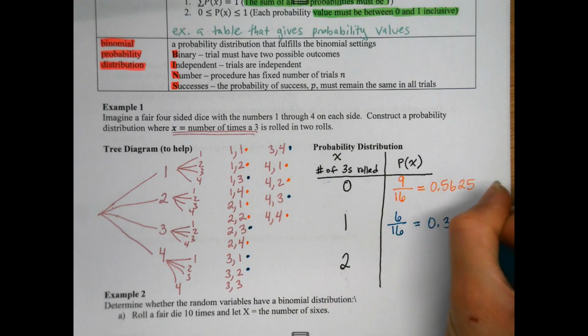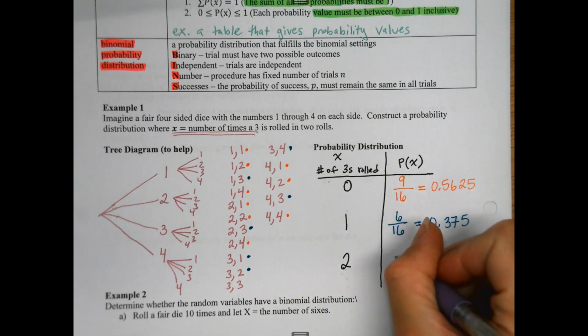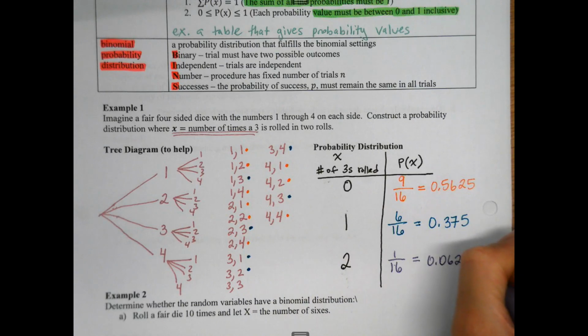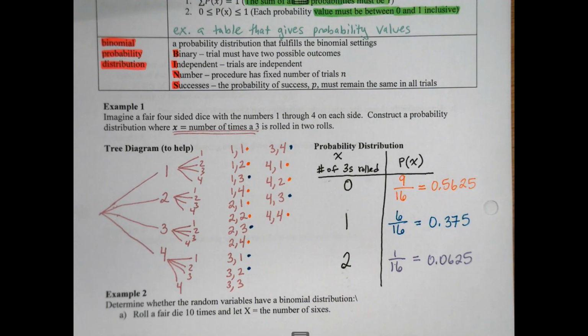Or 0.375. And there is only one way in which when we roll our die, we can get 2 3s. So that's 1 out of 16 or 0.0625. So that's the process of constructing a probability distribution.